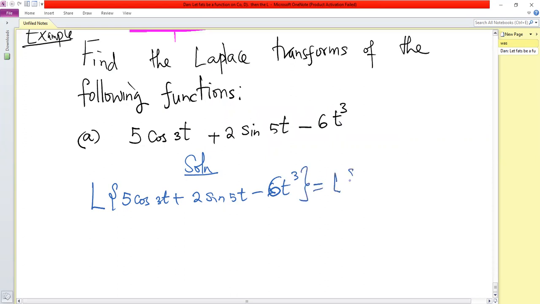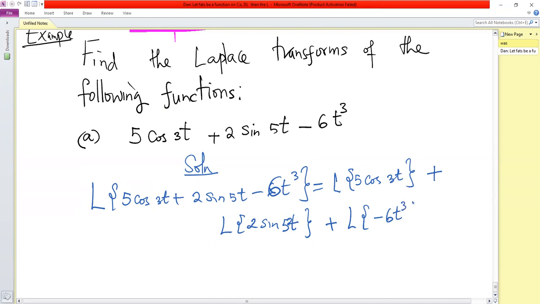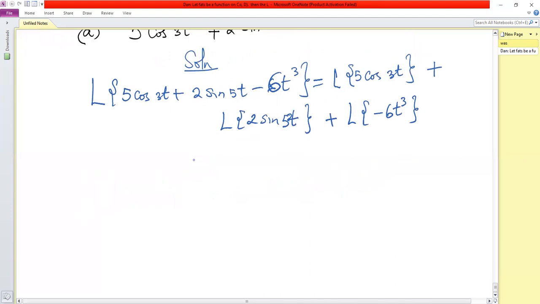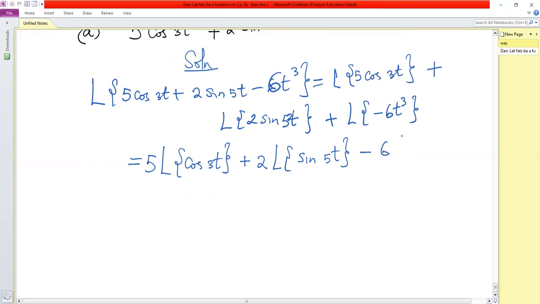is the same as the Laplace transform of 5 cosine of 3t plus the Laplace transform of 2 sine of 5t plus the Laplace transform of minus 6 t power 3. By the second part of the linearity property, we can write this as 5 times the Laplace transform of cosine of 3t plus twice the Laplace transform of sine 5t, then minus 6 times the Laplace transform of t power 3.